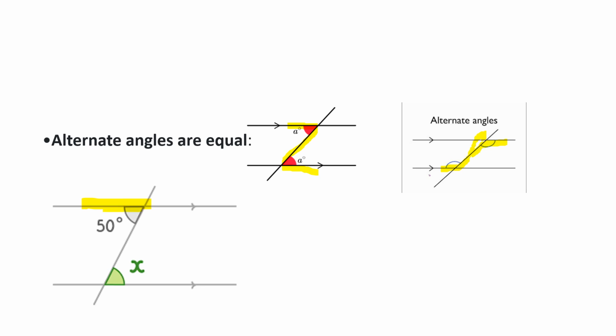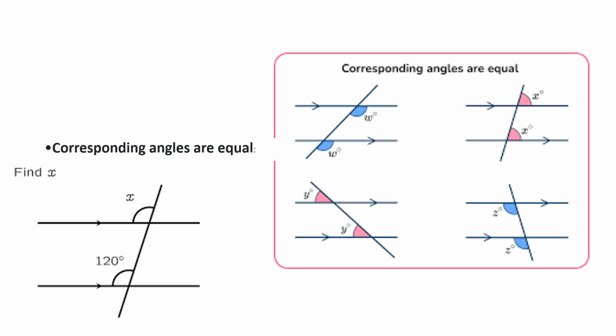We can see it's alternate because we have that shape of the Z on it, but we never call them Z angles. They're always alternate. That is our keyword, alternate. So alternate angles are always equal. So if this one's 50, then this one is also 50 by alternate angles, and that's the reason we would give. Okay, next one, corresponding.